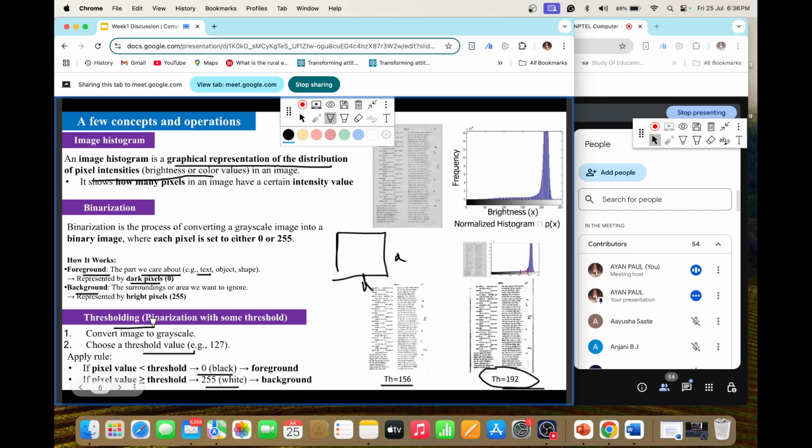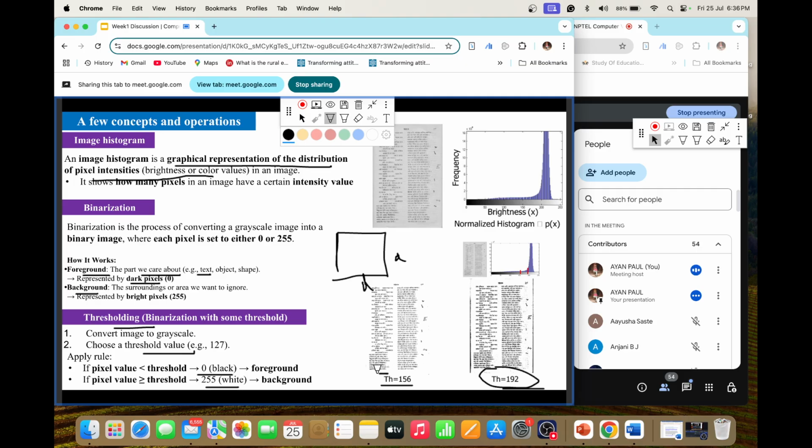Okay, is it clear to all of you? Image histogram, binarization and threshold. This is a basic concept and it should be clear to you. Yes, please. Sir, threshold values 156 and 192. Can you please explain that?